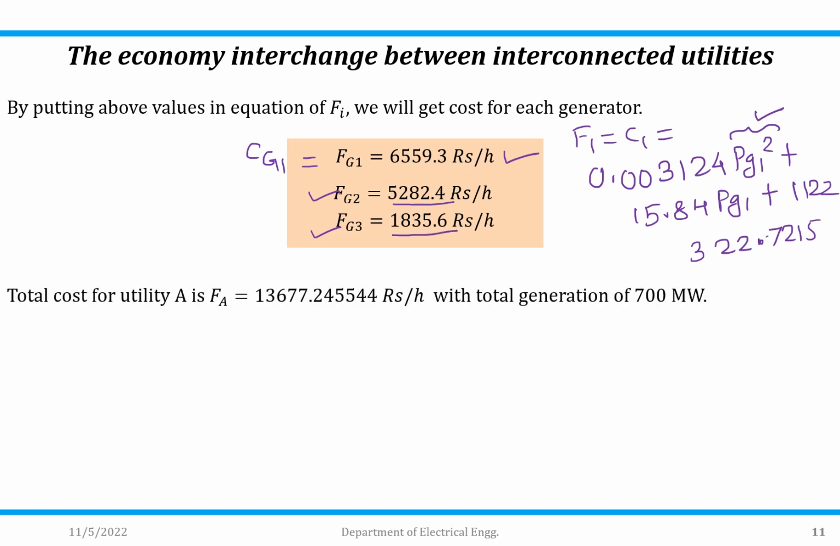So how can we calculate the total cost of generation by utility A? It is denoted as FA. We add 6559.3 plus 5282.4 plus 1835.6. So we can write, in order to produce a total demand of 700 megawatt, the area A1 will require a cost of generation of 13677.245544 rupees per hour.